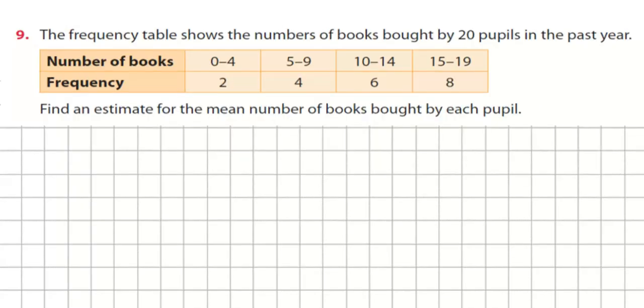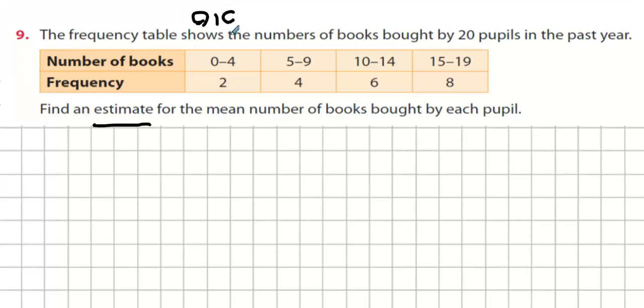Okay. The frequency table shows the number of books bought by 20 pupils in the past year. Find an estimate for the mean number of books. Now, what does it mean by the word estimate? It's not going to be exact. So as an example, imagine 2 people bought no books. You get what I'm saying?